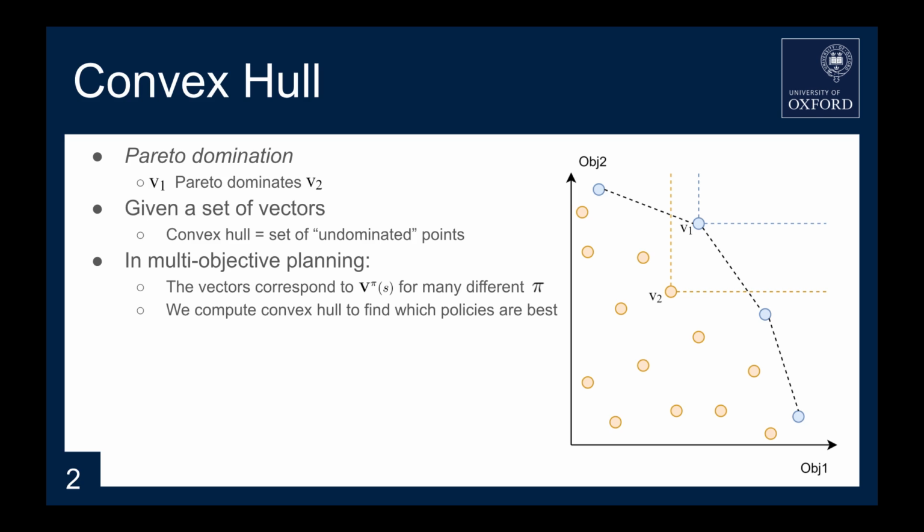Or alternatively, the set of points for which to improve in one objective you'd have to compromise in at least one other objective. To apply this in the case of multi-objective MDPs, the set of points we consider corresponds to the multi-objective values of different policies. In the figure, we can see a set of points, and the convex hull is highlighted by the blue points.